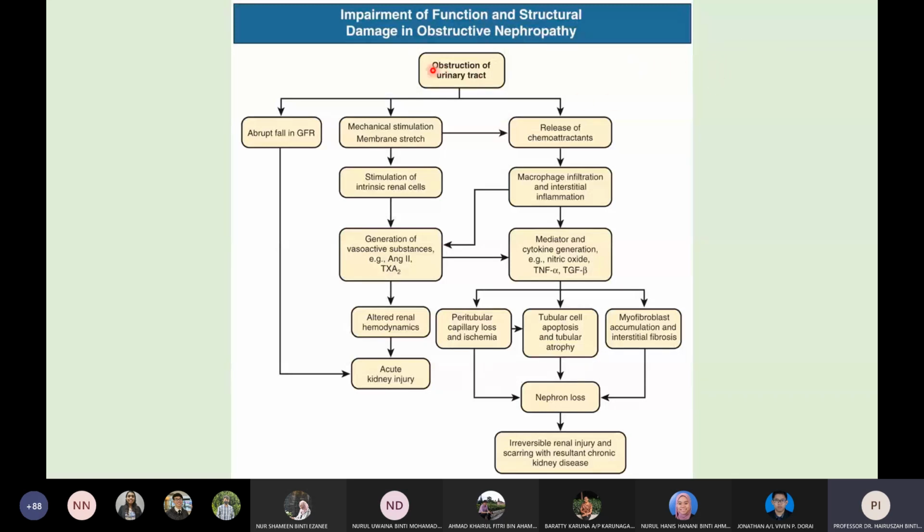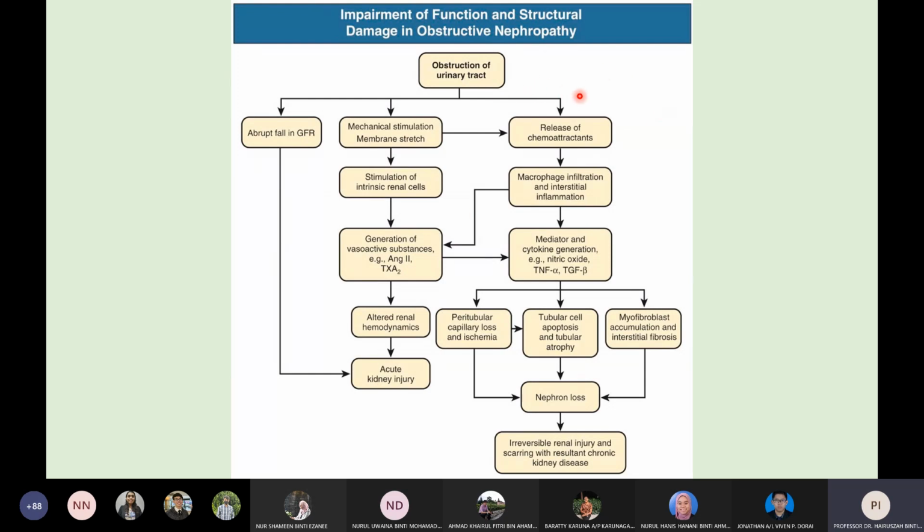Whenever there's obstruction, when it is very severe and sudden, it leads to an abrupt fall in GFR. That's why you get acute kidney injury. But more often it is more chronic. All this mechanical stimulation, because of the dilatation and the pressure, will stimulate all the intrinsic renal cells. There's generation of angiotensin II, and that alters the whole dynamic of the kidney. If you don't intervene at this point, you get kidney injury.